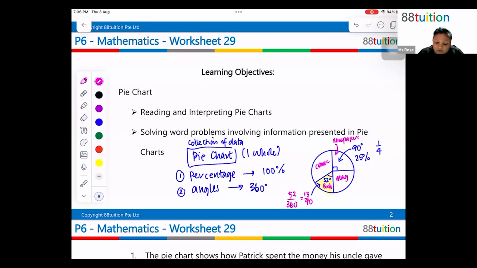All right. So the data given to you in a pie chart can be in the form of percentages, angles, and fractions. Sometimes you can also get decimals. Okay, it is possible to get decimals as well as ratios.